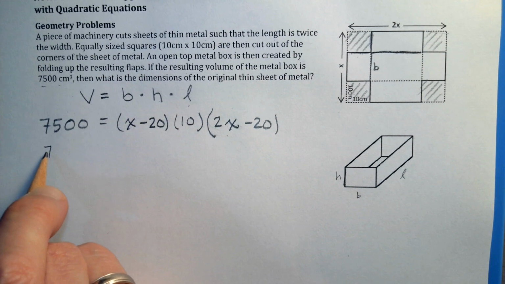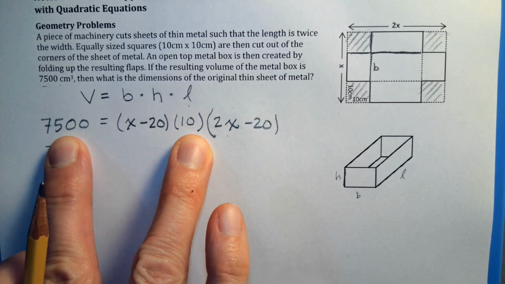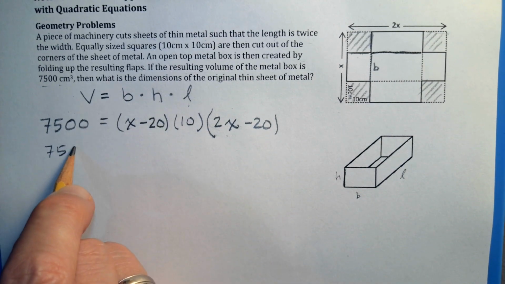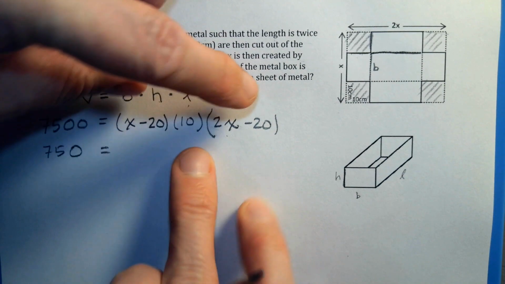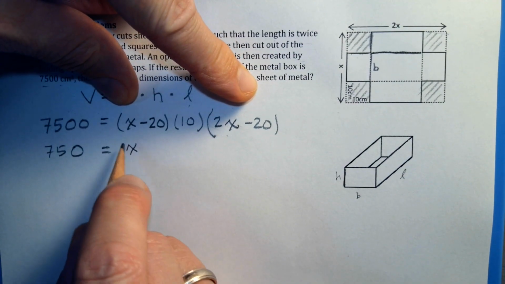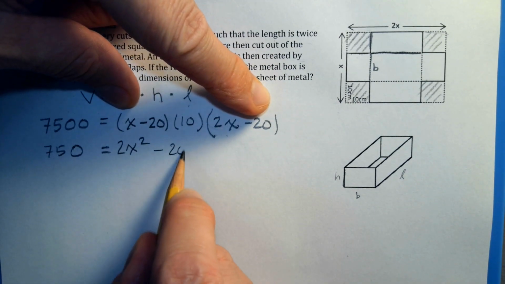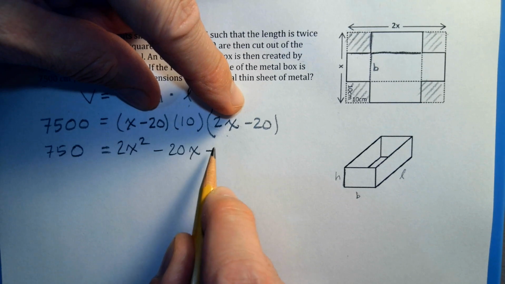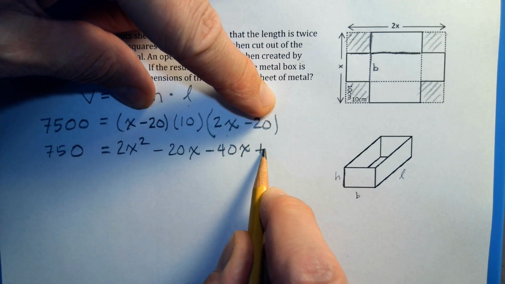Okay, so let's leave this 7,500. Actually, let's go ahead and divide both sides by 10. That'll make it easier. So that's 750 equals, and then let's FOIL these together. So ignore the 10, FOIL these together. That's going to be what? 2x squared, and then minus 20x, and then minus 40x, and then plus what? 400.